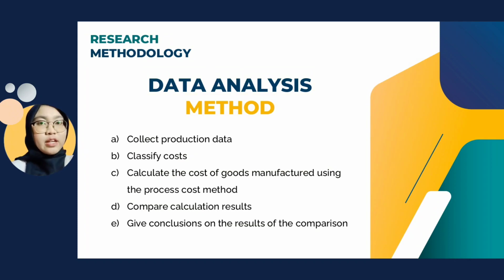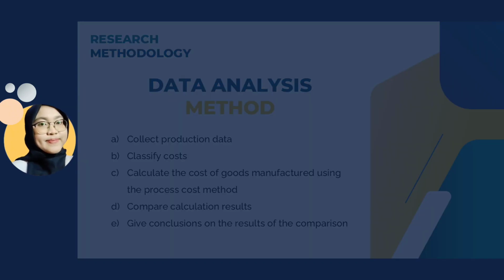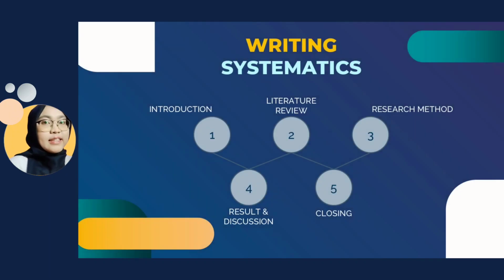D. Compare the calculation of the cost of goods manufactured carried out by the company with calculation using the process cost method. And the last is provide a conclusion on the results of the comparison between the company's calculation and calculation according to the process cost method. Writing systematic. This writing systematic is used to provide an outline of the preparation of this final project. The writing systematic are as follows: introduction, literature review, research method, result and discussion, and closing.